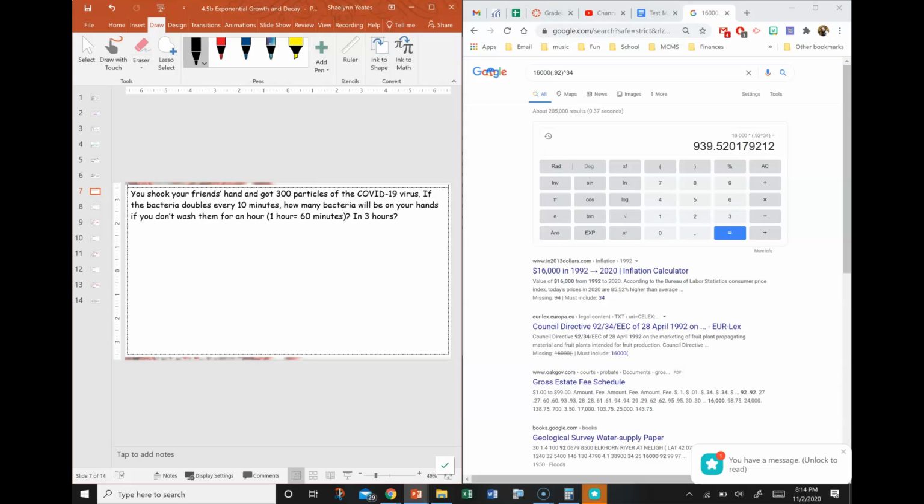All right. Okay, let's do one more together, and you guys are going to do a couple on your own. So, you shook your friend's hand and got 300 particles of COVID-19 virus. If the bacteria doubles every 10 minutes, it doesn't. This is not real at all. Okay, if the bacteria doubles every 10 minutes, how many bacteria will be on your hands if you don't wash them for an hour? So that's 60 minutes. And then in 3 hours.